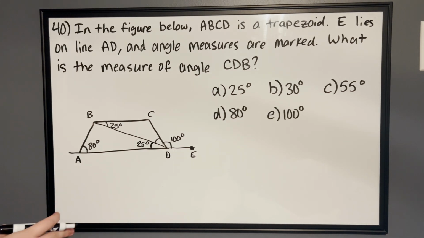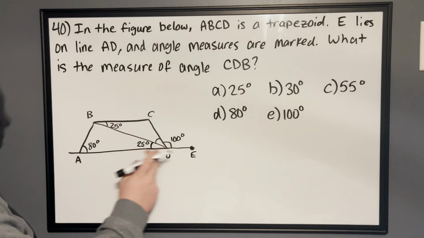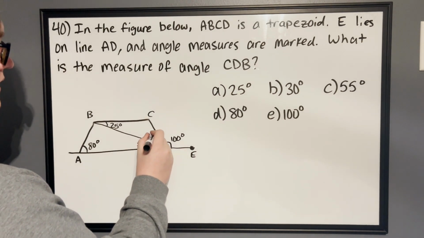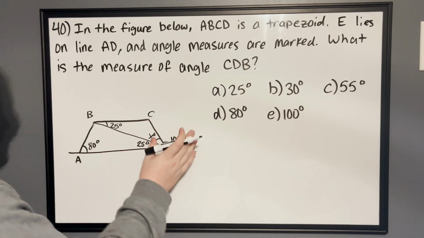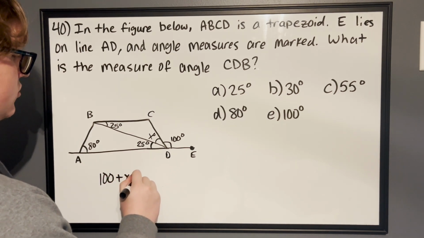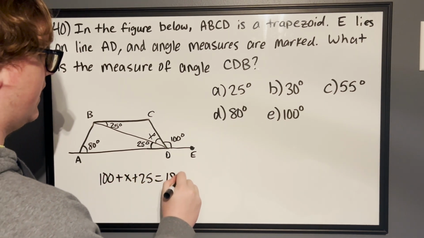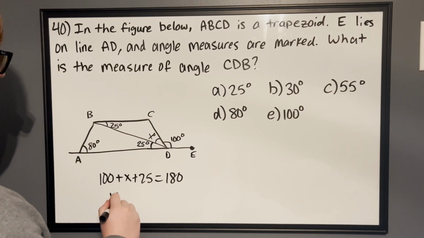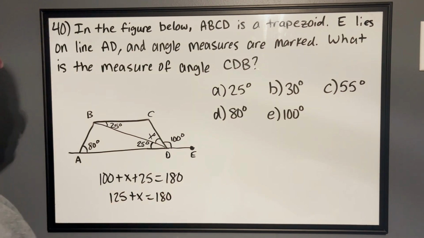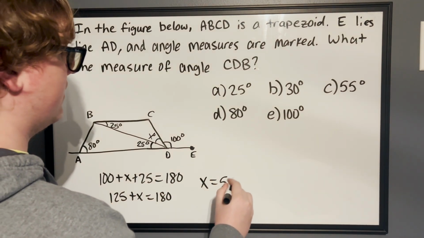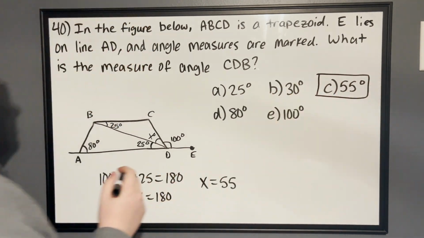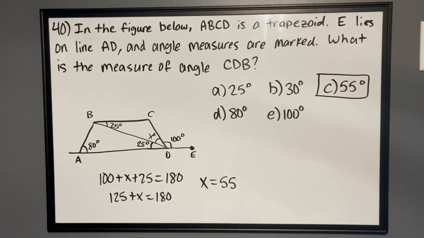So this angle is also 25 degrees. Which makes our question a lot easier because we know that the total angle of this line right here has to be 180 degrees. So we're missing this angle, and we know that these three have to add up to 180. So we know that 100 plus x plus 25 has to equal 180. So 125 plus x equals 180. And when we subtract 125, we get x is equal to 55. So our answer is going to be C. 55 degrees is the measure of angle CDB. So that's it for question 40.